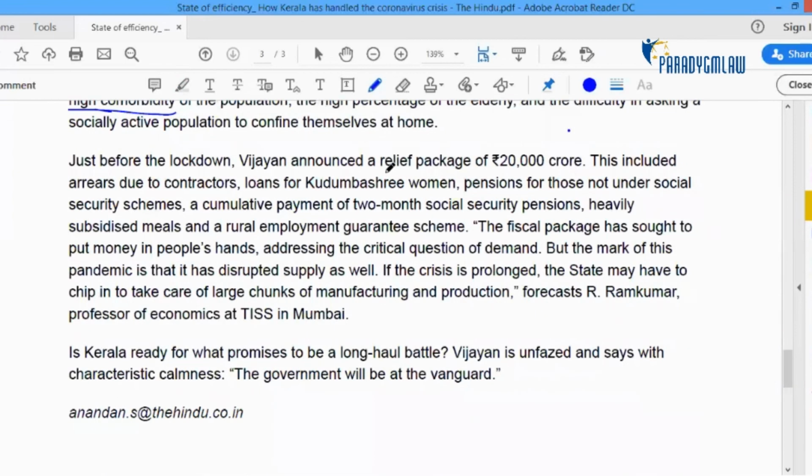There's a final passage, sorry. The relief package of 20,000 crores is something the state government had announced, and where that relief will be sent is arrears due to contractors, loans, pensions, and so on. I hope you have all read this paragraph.